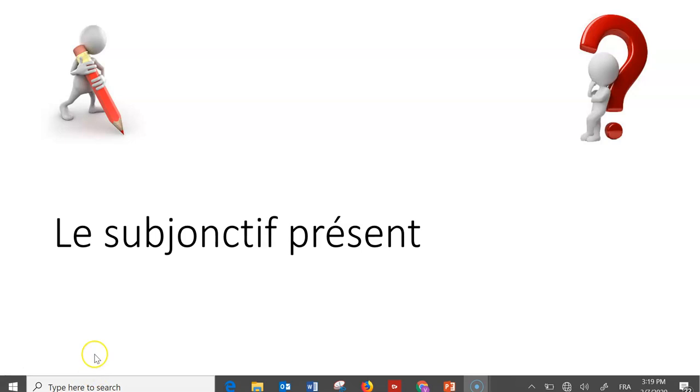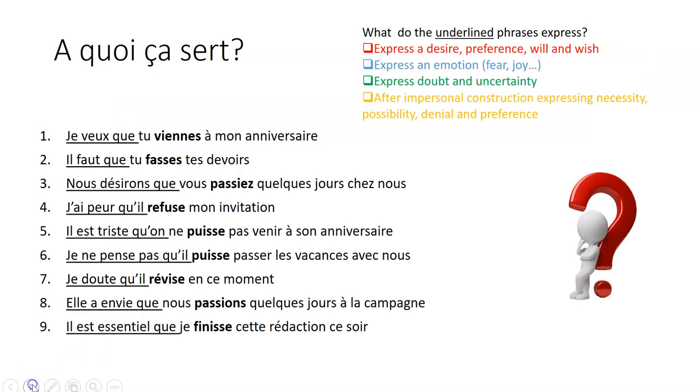Okay, so let's start with the first slide. Let's observe these sentences, it's 9 sentences, and see what we use the subjunctive for. I've got a few statements on the side. What do the underlined phrases express? Do they express a desire, preference, will, and wish? Do they express an emotion? Do they express doubt and uncertainty? And are they used after impersonal constructions, expressing necessity, possibility, denial, and preference?